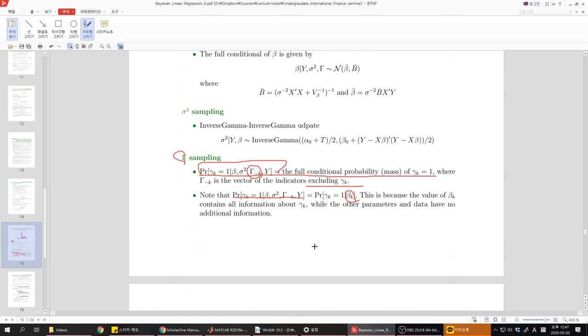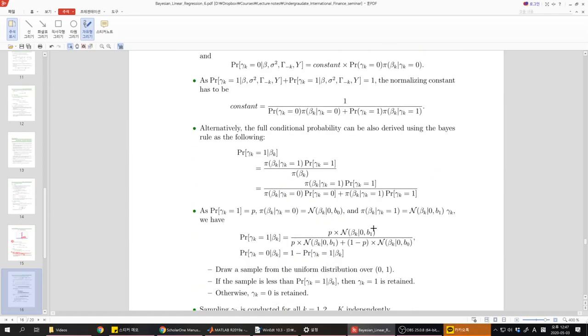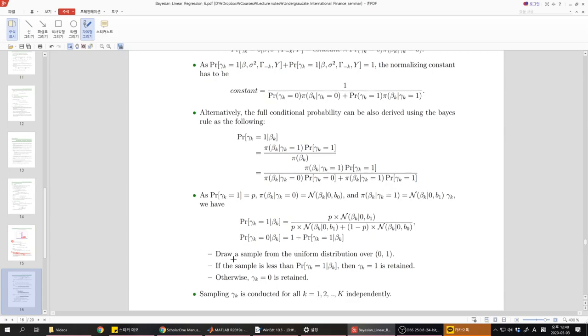So that means this term is small, but this term is very large. So will this value be small or large, close to 0 or close to 1? It will be close to 0. So this value is very small, say 0.05 or 0.01. Suppose it is 0.01. In the next step, we get a uniform draw. The draw will most likely be larger than this value, because this value is just 0.01. So that means gamma k is 0.